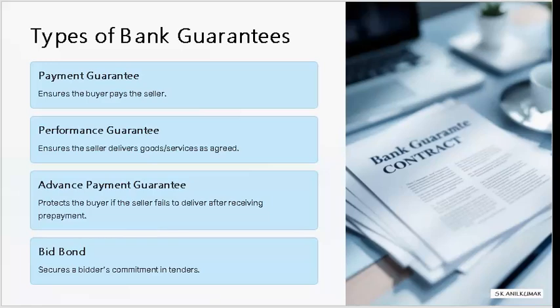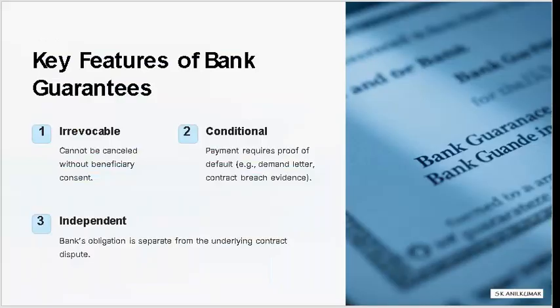A performance guarantee is to ensure that the seller delivers the goods or services. An advance payment guarantee is to protect the buyer if the seller fails to deliver even after getting the advance payment. These are the main types of guarantee. There are other types like customs bond, judicial bond, shipping guarantee, etc.